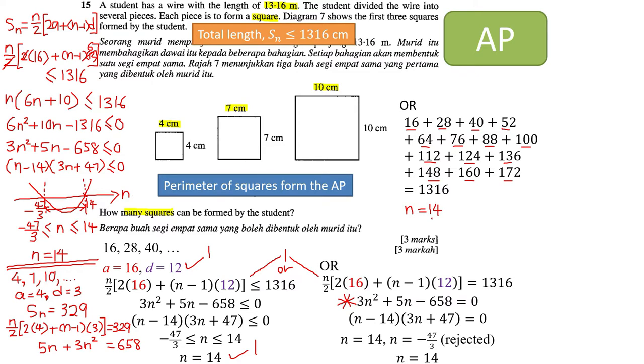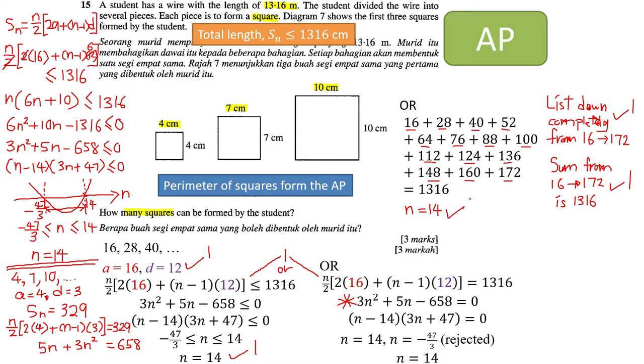If you use the listing method in this question, you can see it's actually easier. First mark is given when you list down completely from 16 until 172. Second mark is when you show that the sum from 16 until 172 is 1316, and your n equals to 14 will be your third mark.